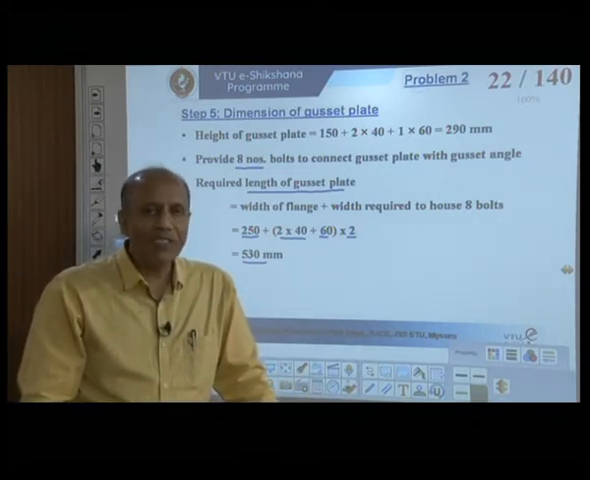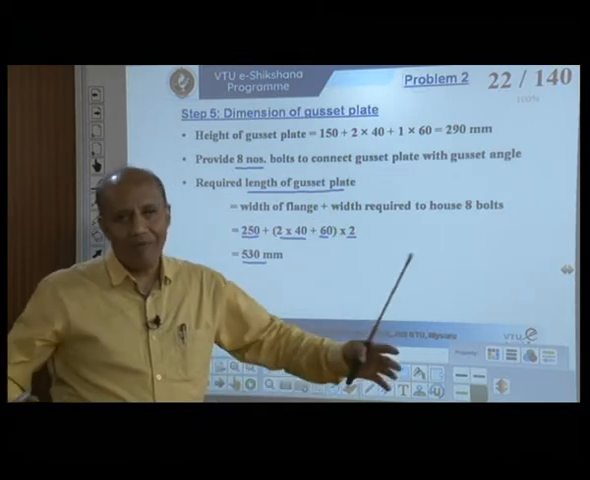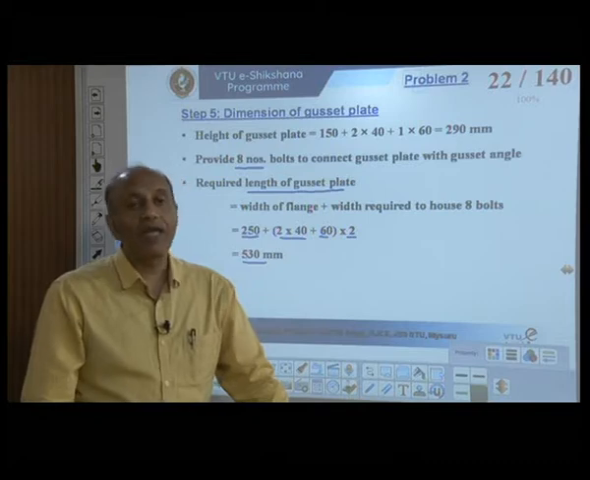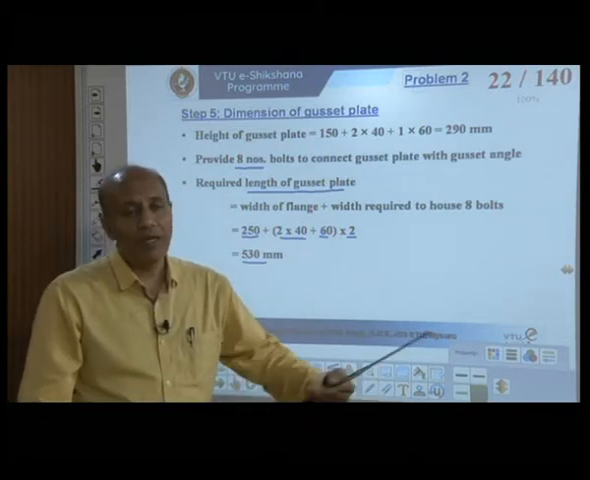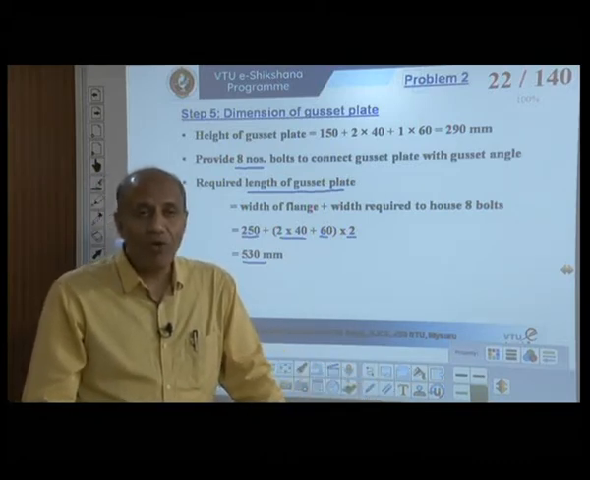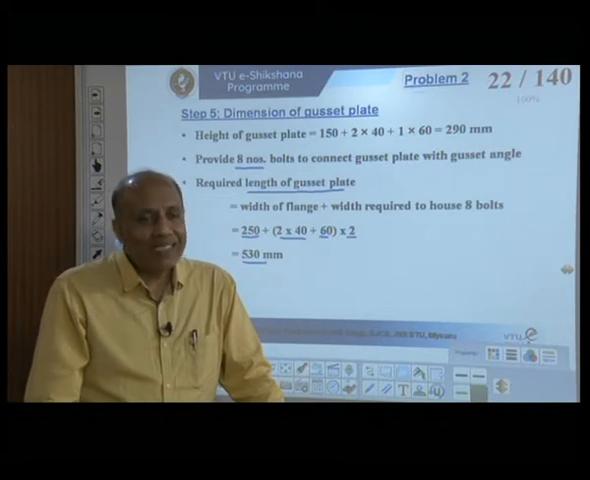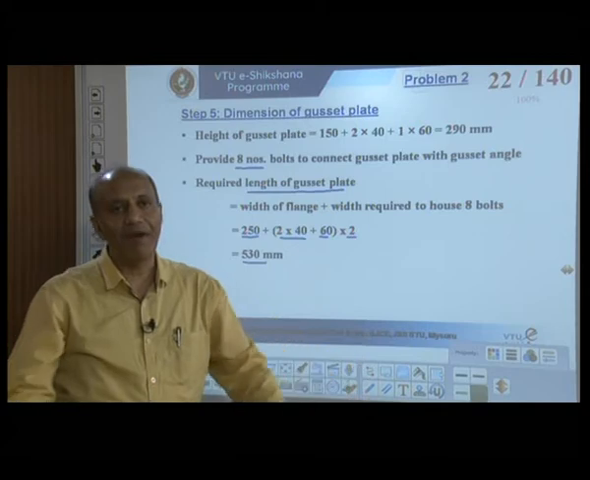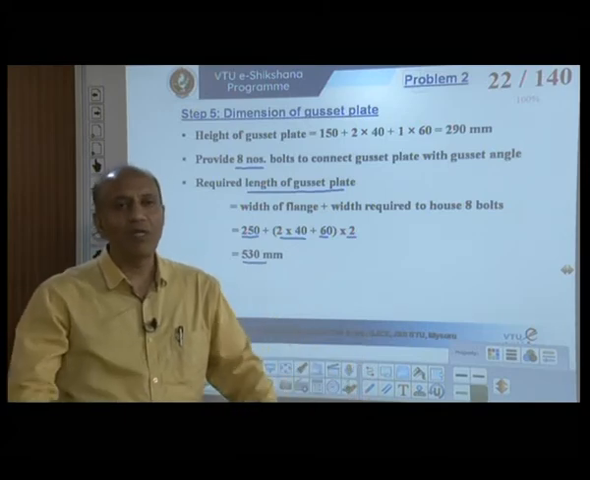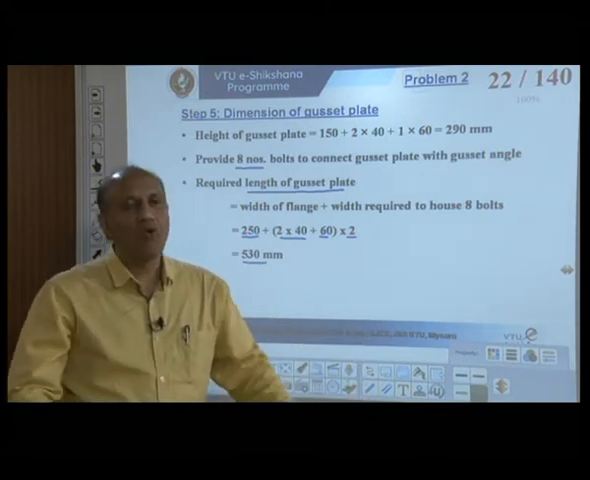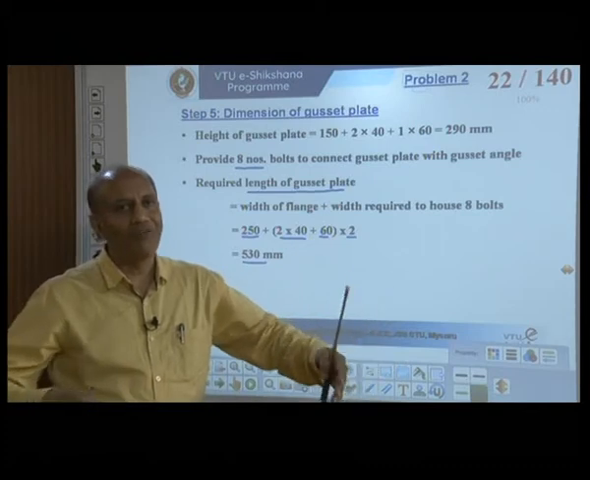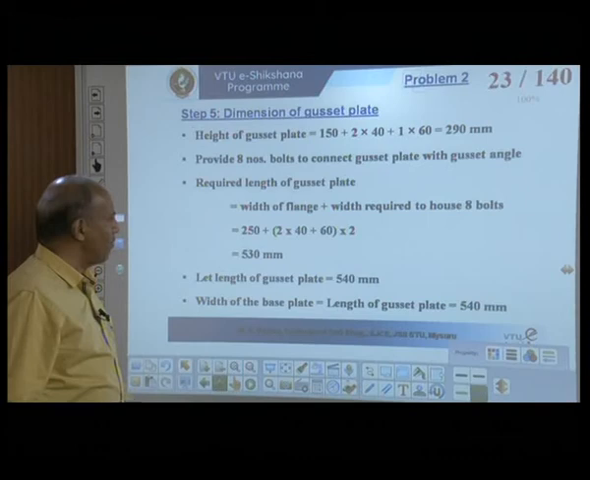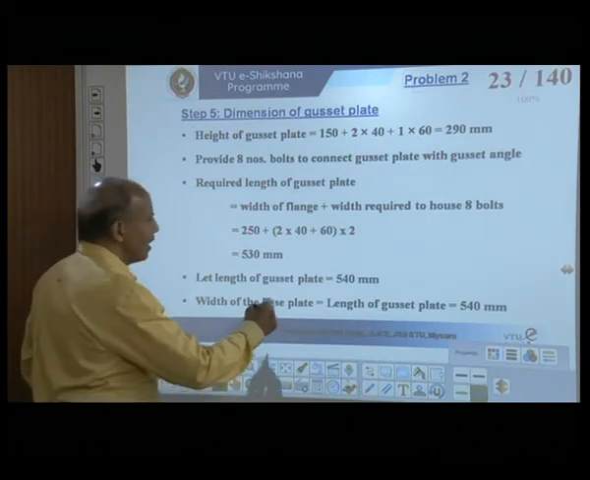Now, obviously here we are trying to have a slightly larger length, and if you calculate the bearing pressure on the concrete, it will be slightly on the lesser side, we cannot go up to 9 megapascals because of this particular criteria. You should accommodate a sufficient number of bolts. So, obviously, you have to have a larger width here to accommodate these bolts. So, we have 530 mm here, and I am just trying to slightly round it off.